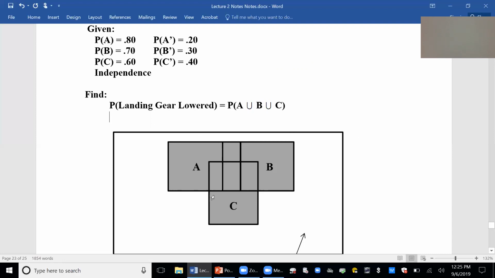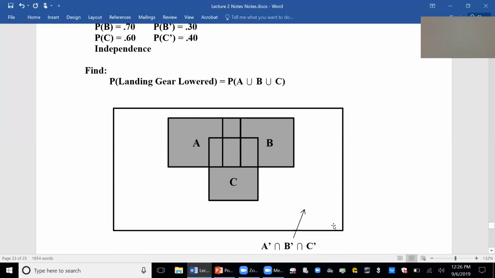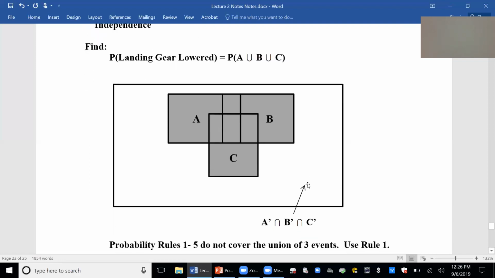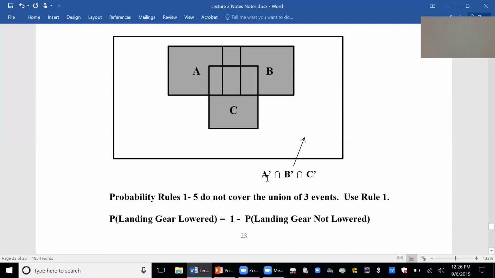We do not have a rule which goes for the union of 3 events. We do have a rule that covers this case, however, and that is Rule 1. Look at the complement. Look at the opposite. What's the opposite of the landing gear will be lowered? The landing gear won't be lowered. You're screwed. The landing gear won't be lowered if the first system fails. And the second system fails. And the third system fails. Then you're screwed.